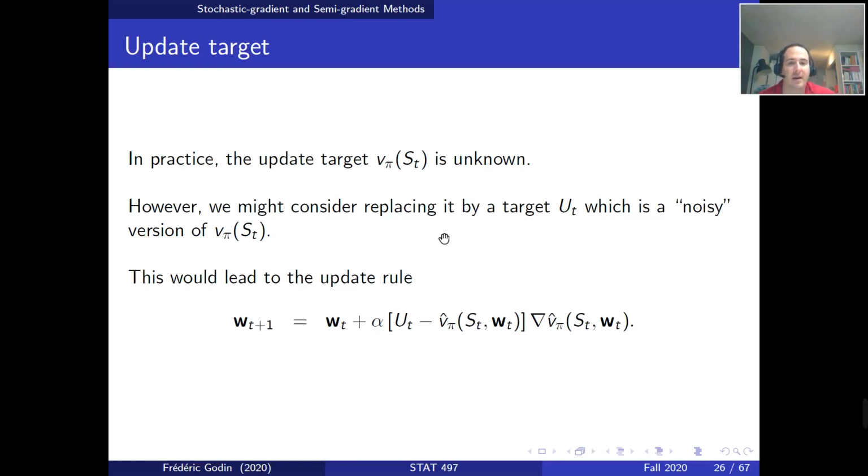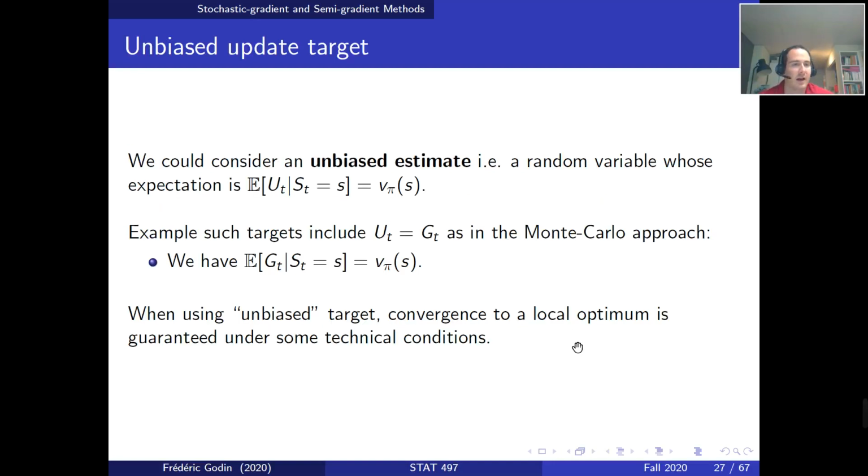So if we do that, then the previous update rule becomes the following. Next estimate is the previous estimate plus alpha, the learning rate, times the target minus the approximated value function, times the gradient of the approximation of the value function. So what are suitable values for ut, the target? Well, ideally, as we said, we would have an unbiased estimate of the value function, because if we have an unbiased estimate, then we have a guarantee of convergence.